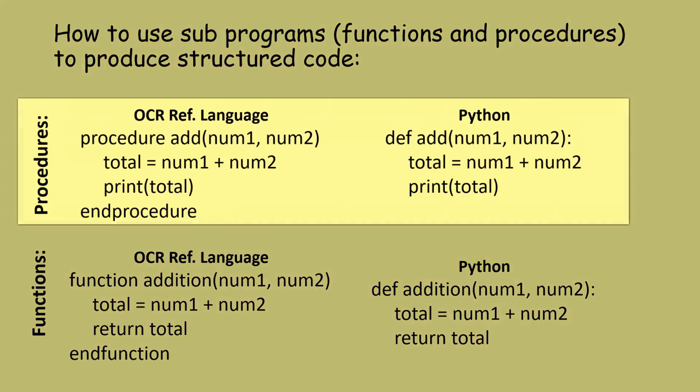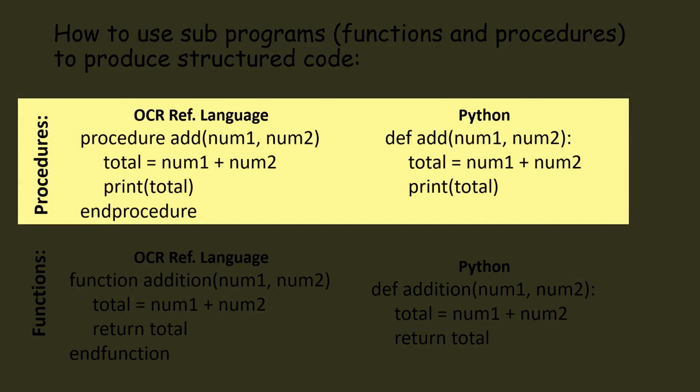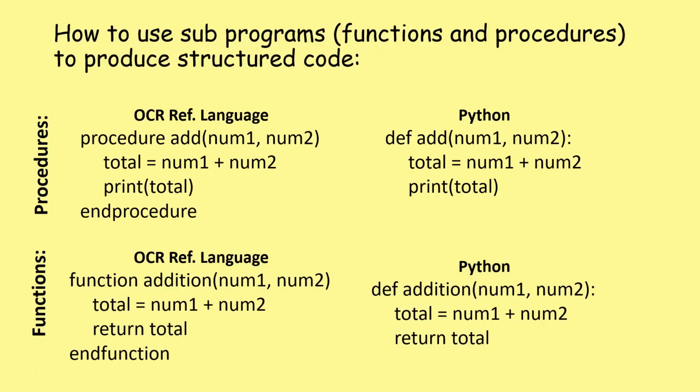We're looking at procedures, both in OCR and Python. In OCR reference language, procedures start with the keyword procedure. Then we have the name of the procedure. They'll probably tell you what that is in the exam question. Then we've got any parameters we need. Parameters are values that are passed to the program so that it can make use of them. Then you're going to have a little bit of code in there to do something, and then you can have the end procedure to mark the end of the procedure.